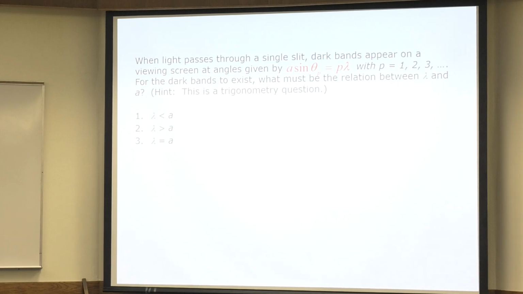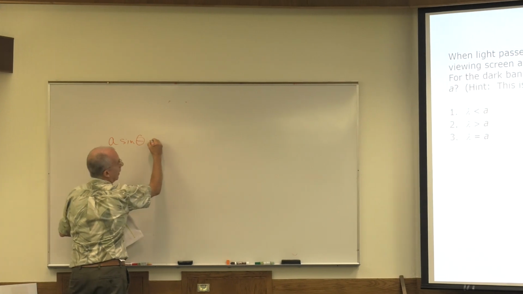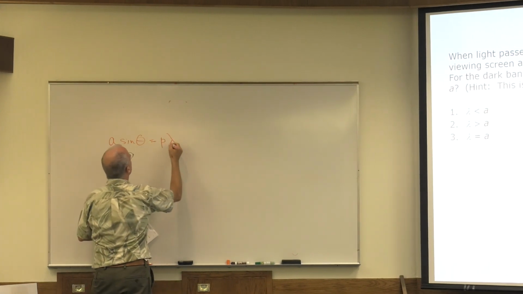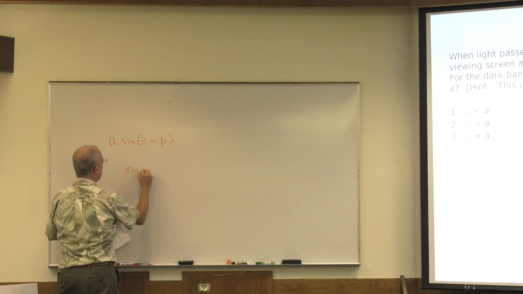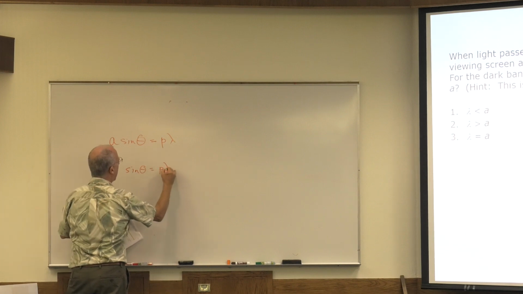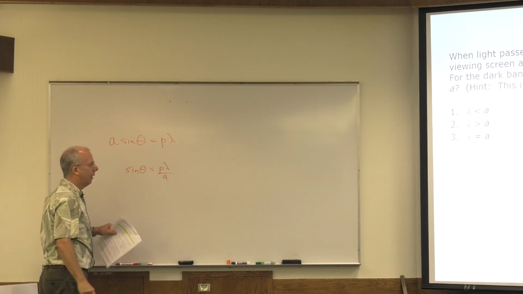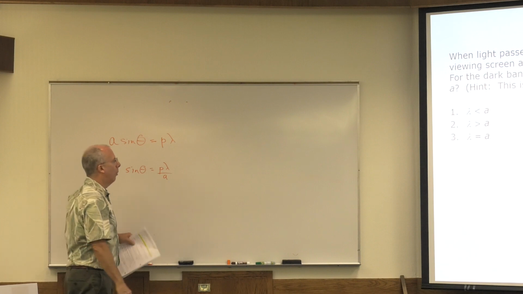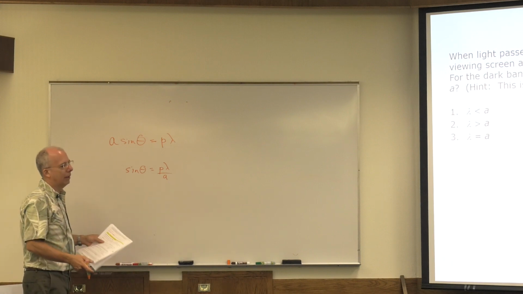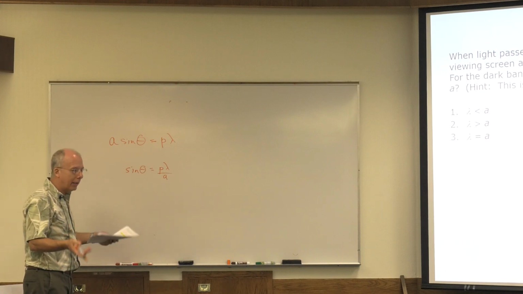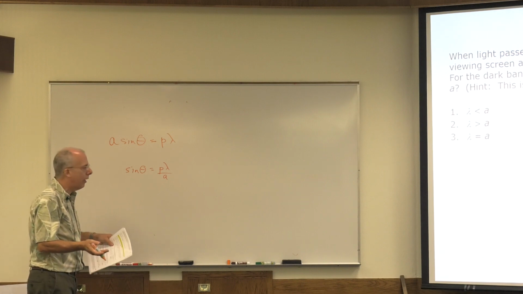Okay, let's do it. So we have A sine theta equals P lambda. So that means that sine theta is P lambda over A, correct? All right, now, what does sine go between? It goes between 1 and minus 1. You can never have a sine greater than 1.